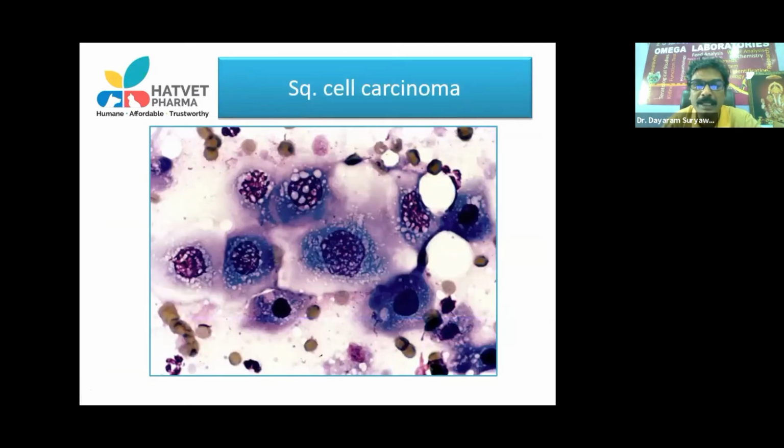Now squamous cell carcinoma. Here, why I'm saying this is because that has been matched with the histopathology.